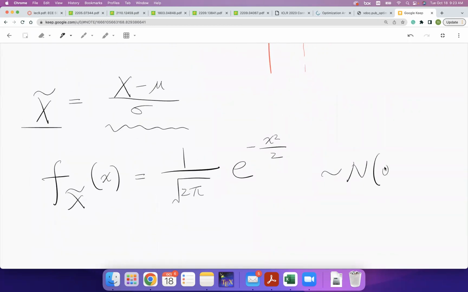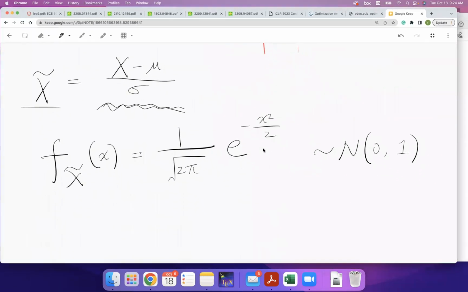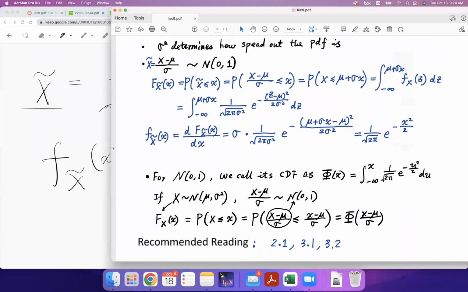So this is basically a zero mean and unit variance Gaussian random variable. This is called a normalization of a Gaussian random variable: we subtract the mean and divide by the standard deviation. In many cases, we will leverage this normalized Gaussian random variable to calculate probabilities. In particular, for this standard Gaussian random variable, we will refer to its CDF function as the phi function, phi x.